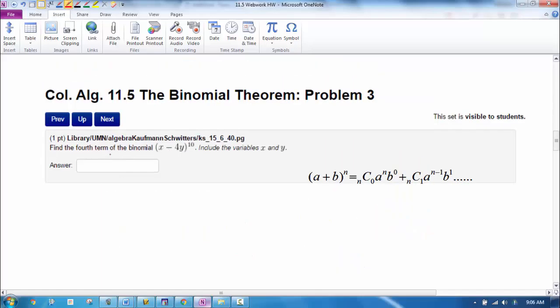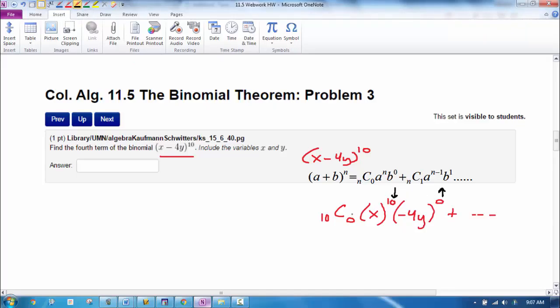Okay, the next problem wants to find the 4th term in this binomial right here. So if you start filling this out, you can see you have x minus 4y to the 10th as you're comparing here. So a is x, and 10 is n. So you'd have the first term would be 10C0. A is x, like I said, to the nth power, which is 10th power. And then the second term is negative 4y, don't forget the negative, to the 0th. And you'd keep going with that pattern now, once again, where you would lower this one by 1, raise that one by 1, raise that one by 1.